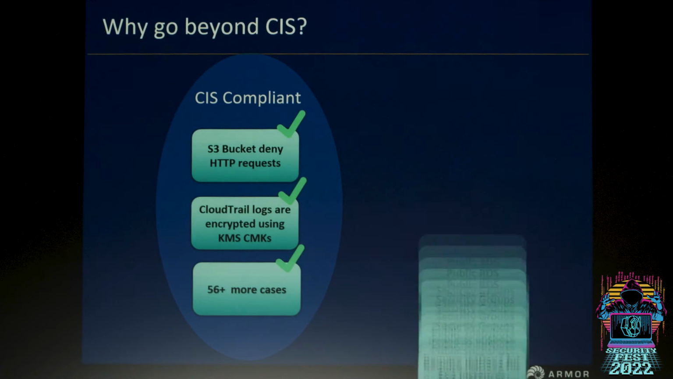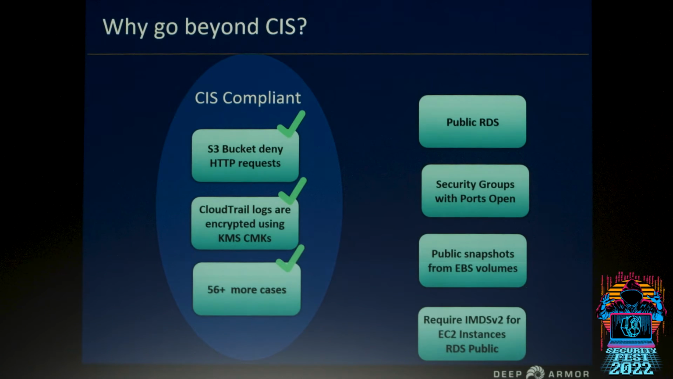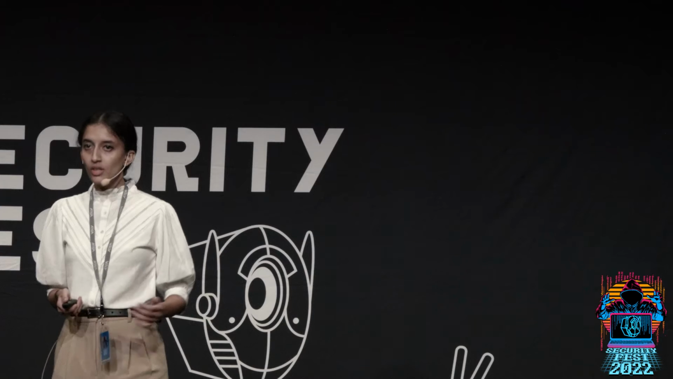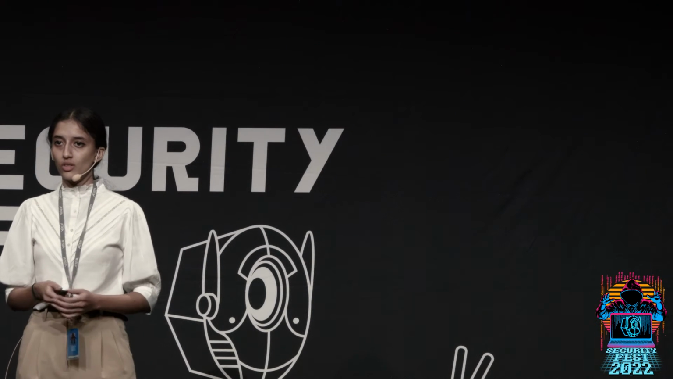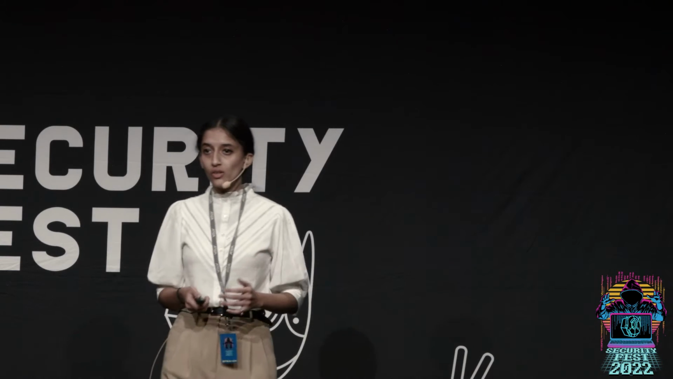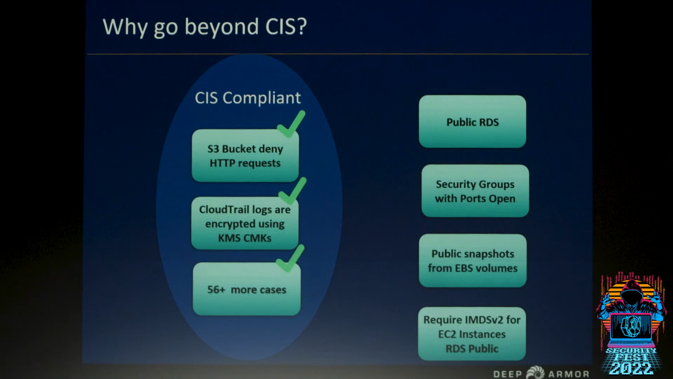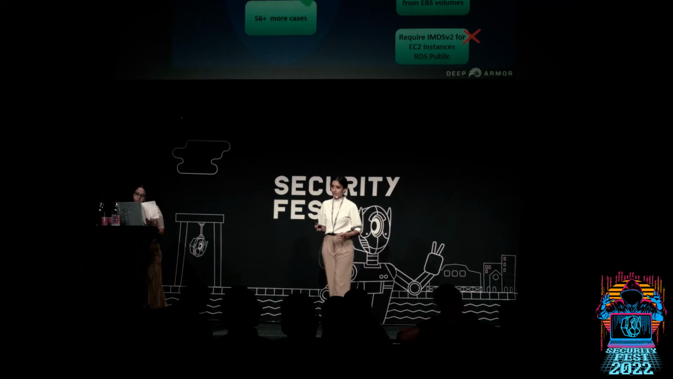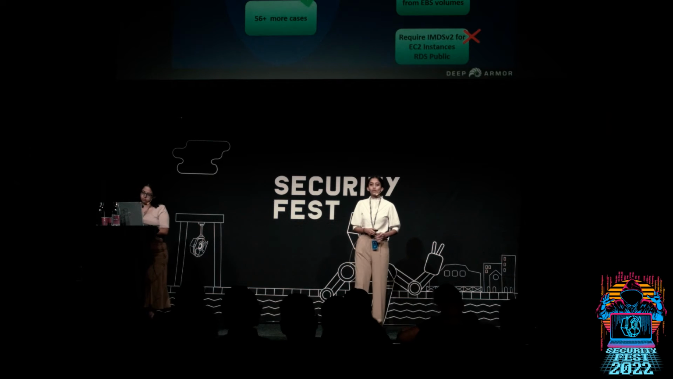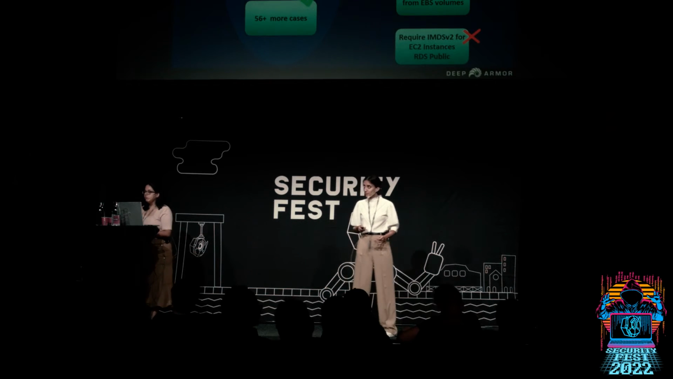Now let's look into a few more cases. Let's say your RDS instance is public, or your security groups and ports are set open, or your EBS volume snapshots are made public. These cases are not found in your CIS benchmarks, but are highly recommended to make sure your cloud is secure. This is the reason why we should be going above and beyond CIS standards to make sure your cloud is as secure as possible.